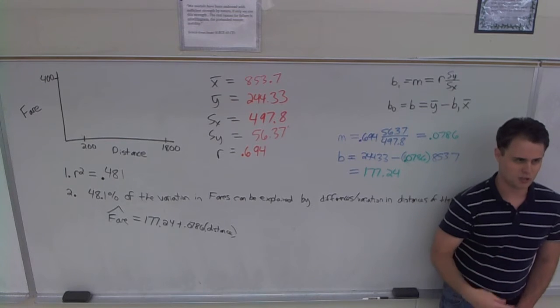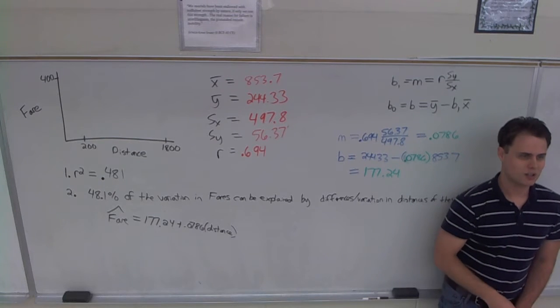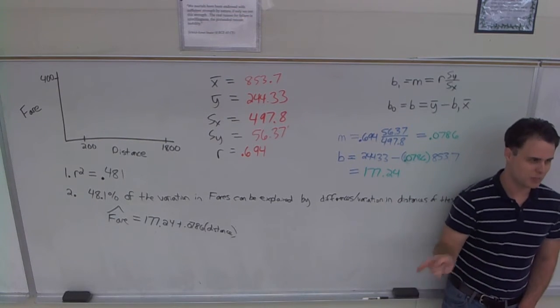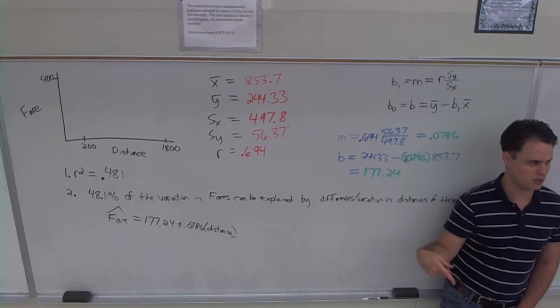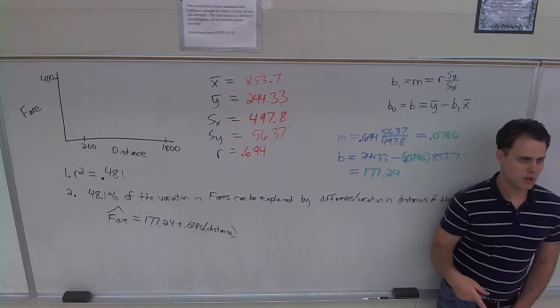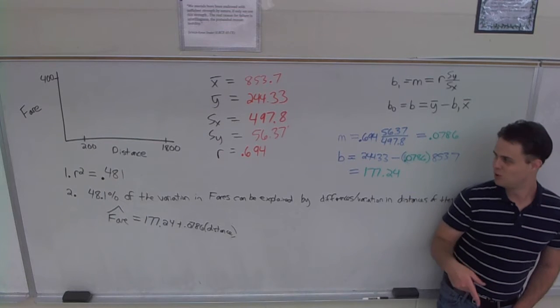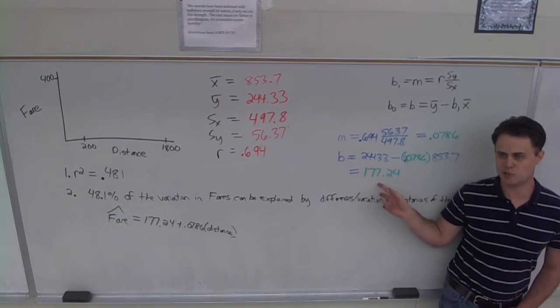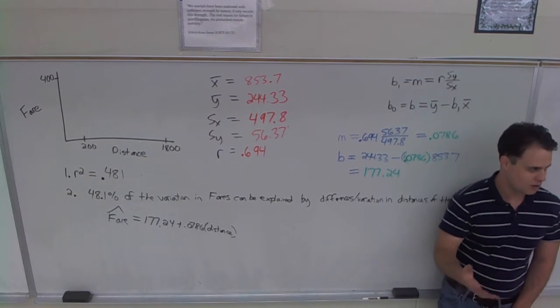What do you mean? Context. A sentence. I want a sentence. If you go 0 miles from Atlanta, or wherever this is, I think it says Atlanta, right? Then you pay them $177.24. Does that make sense at all?